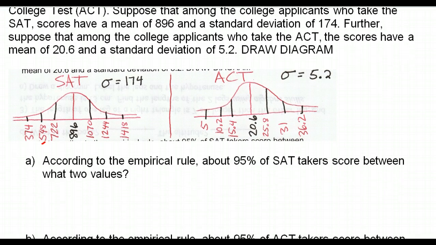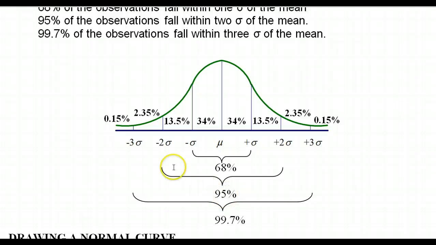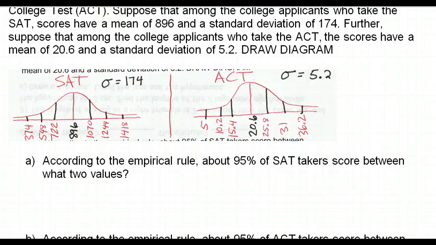According to the empirical rule, about 95% of SAT, this graph, takers score between what 2 values? Well, 95%, you remember that is 2 standard deviations from the mean in both directions. So 2 standard deviations from the mean, that's 1, that's 2 standard deviations in both directions would look like this. Okay, so that's why between what 2 values? 548 and 1,244.